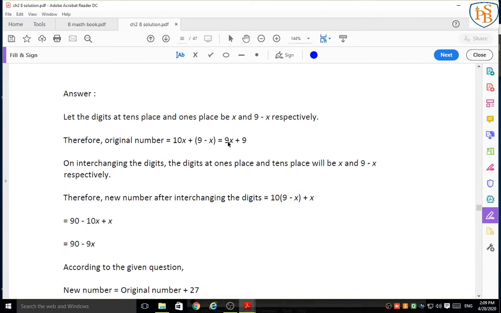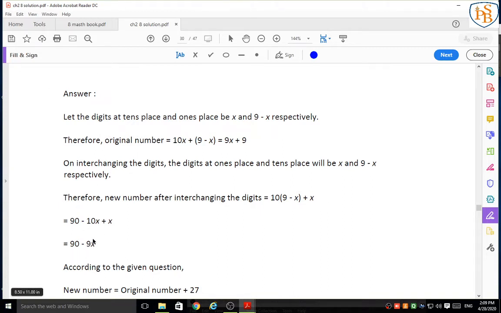Therefore, the original number is 9x plus 9. And on interchanging the digits, the digits at the ones place and tens place will be x and 9 minus x respectively. Therefore, the new number after interchanging the digits is equal to 10 in bracket 9 minus x plus x. So by using the distributive property, 10 nines are 90 minus 10x plus x. So we get here 90 minus 9x.